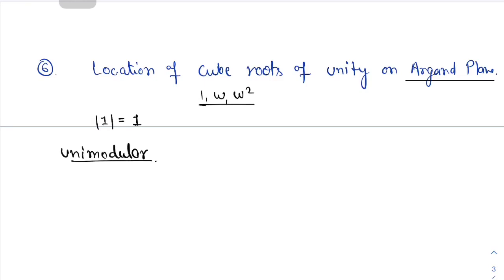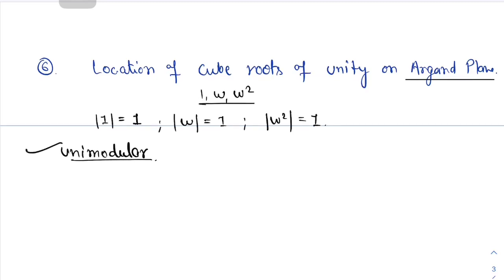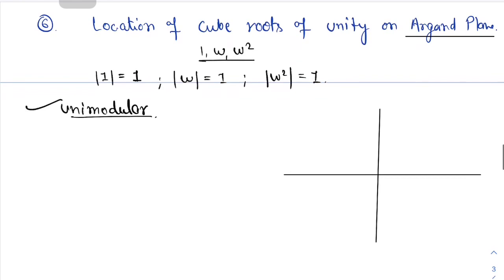Unimodular means all three have modulus equal to 1. If you consider the modulus of these three, you will get the modulus of all three numbers as equal to 1. So these are unimodular. Unimodular means if we locate these complex numbers on our complex plane, they are at a distance of 1 unit from the origin.